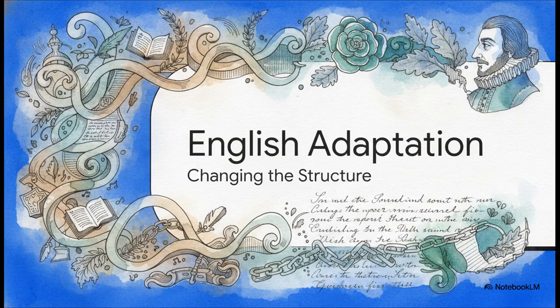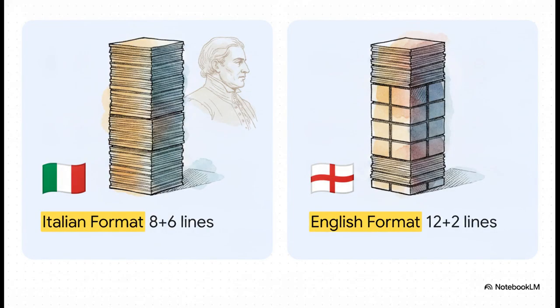Moving right into Section 2, the English adaptation. The English absolutely loved the sonnet, but how did they make it work for their own language? Here's question 4. Who modified the sonnet structure from the Italian 8+6 format to the English 12+2 format? Was it A, Sir Philip Sidney, B, William Shakespeare, C, Edmund Spenser, or D, the Earl of Surrey? If you've been following the clues so far, you probably guessed D, the Earl of Surrey.